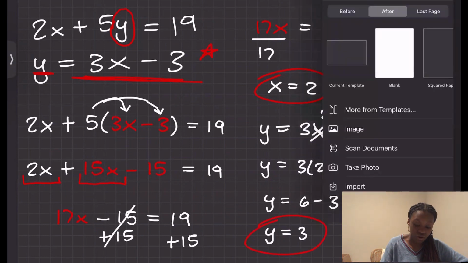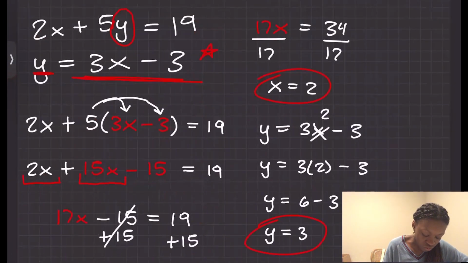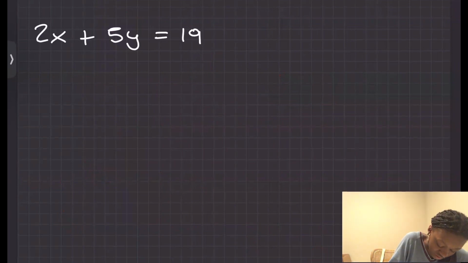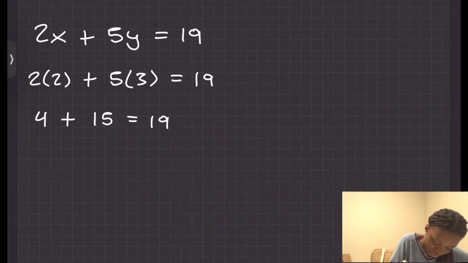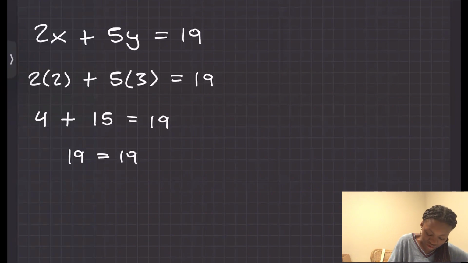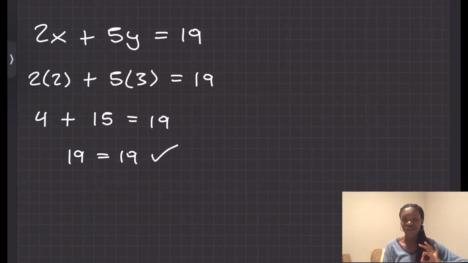To test our theory, we are going to put both of those numbers into the top equation. So it's 2x plus 5y equals 19. Let me rewrite it. 2x plus 5y equals 19. So we know x is 2, so 2 times 2, plus 5 times 3, because y is 3, equals 19. 2 times 2 is 4, plus 5 times 3 is 15, is equal to 19. 4 plus 15 is 19, which is equal to 19. 19 equals 19, check. So we know that we got the right x and the right y. Let's write it as an ordered pair.